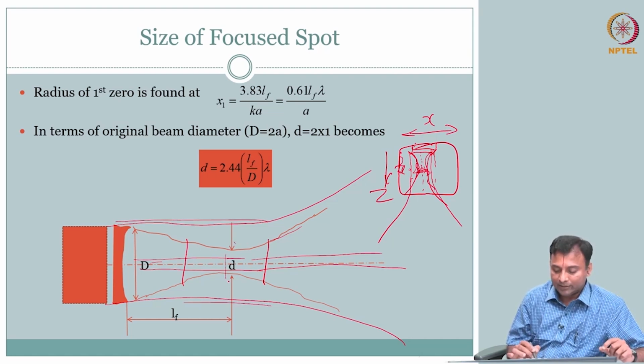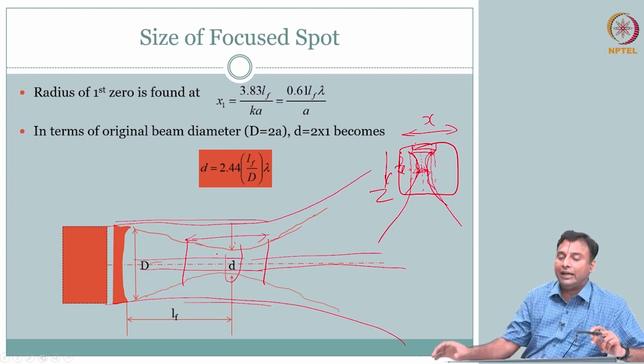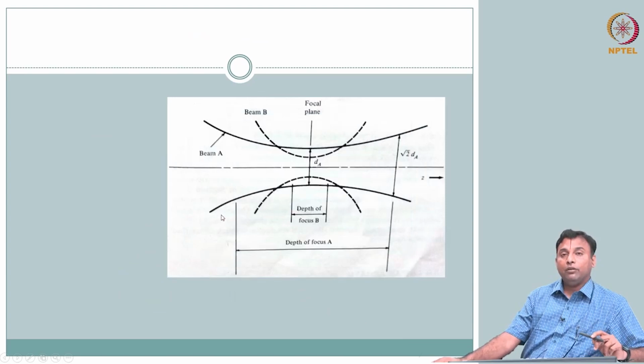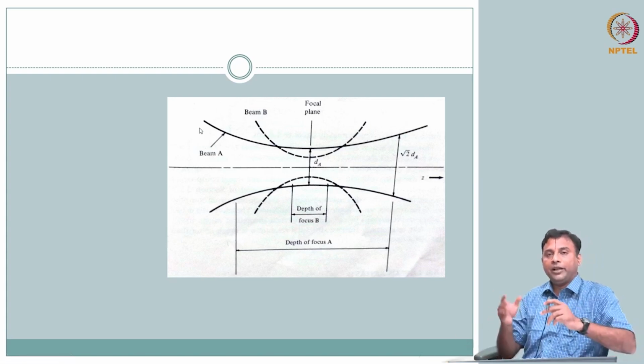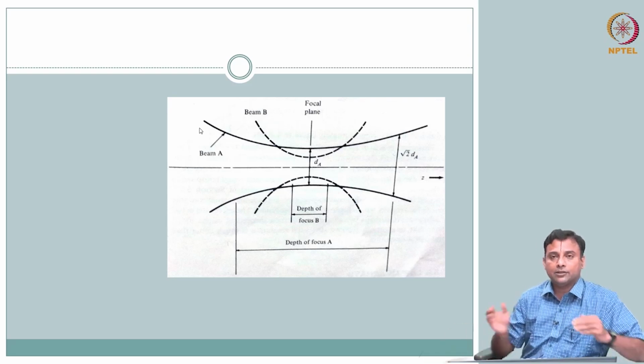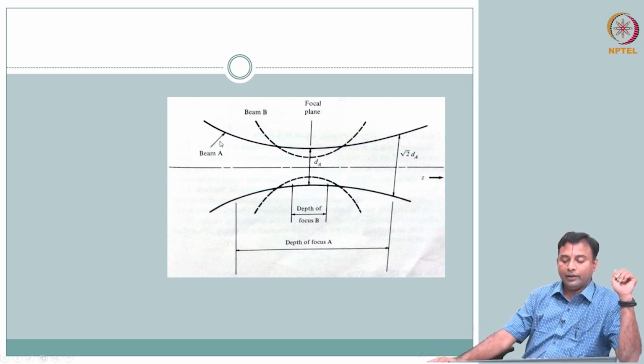This is the best case, but neighboring regions also get some help. This is called the depth of focus: the depth over which you can retain the focus. So if I start to be aggressive with the lens, I can change the radius of curvature to make the focus as small as possible. I can do all that, but then your depth of focus suffers, so that is the trade off.